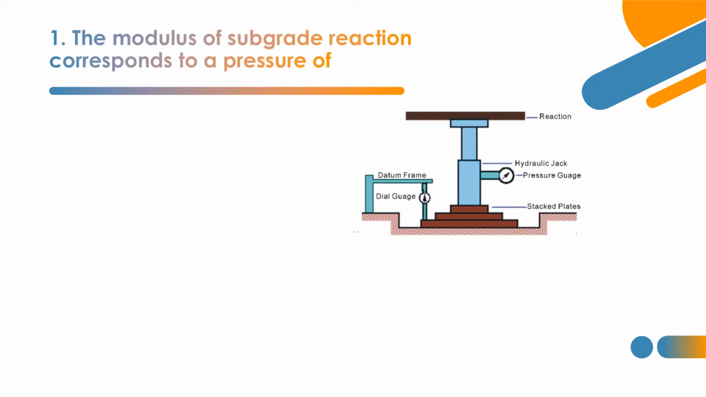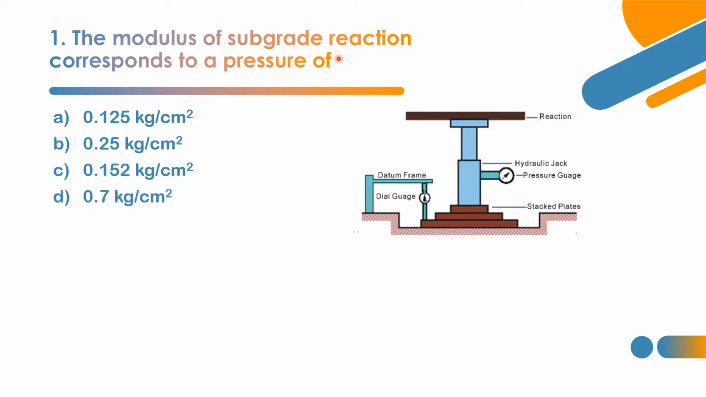The first question deals with plate bearing test. The modulus of subgrade reaction corresponds to a pressure of 0.125 kg per centimeter square, 0.25, 0.152 or 0.7 kg per centimeter square. This is a criteria that is to be followed as per Indian standards. The modulus of subgrade reaction corresponds to a pressure of option D, 0.7 kg per centimeter square.